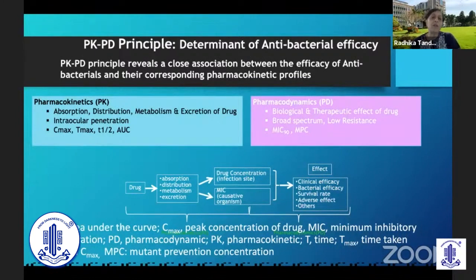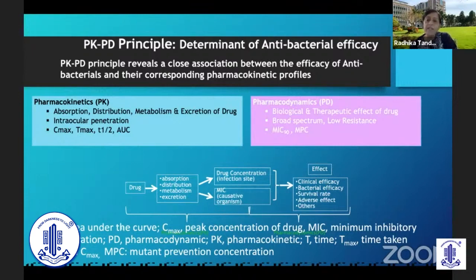Now, looking at the pharmacokinetics and pharmacodynamics, the principle to determine the antibacterial efficacy, we have to understand that as far as pharmacokinetics are concerned, we are worried about how well or effectively the antibiotic is available at the site of action. So as you can see, it will depend upon how the maximum concentration is reached, how much time it takes to achieve the maximum concentration as Tmax, and how long it's going to remain as shown by the half-life and the area under the curve.